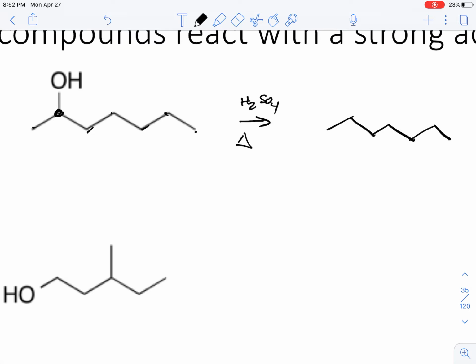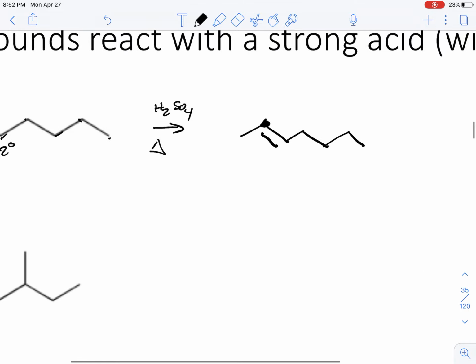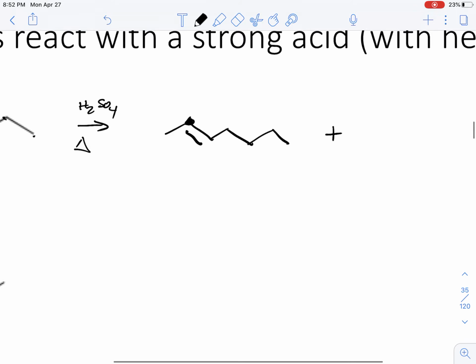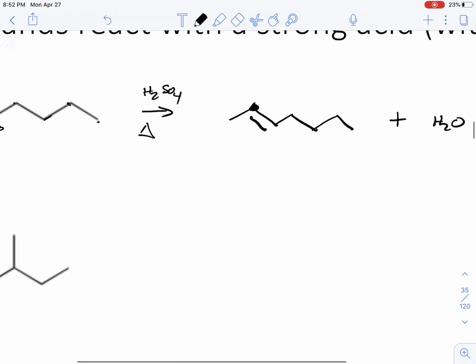Okay. Since this is where my alcohol was located, I have a primary carbon here and a secondary carbon here. Therefore, that double bond is going to be located between carbon number 2 and carbon number 3. And I am going to also produce water. And that would be my final answer.